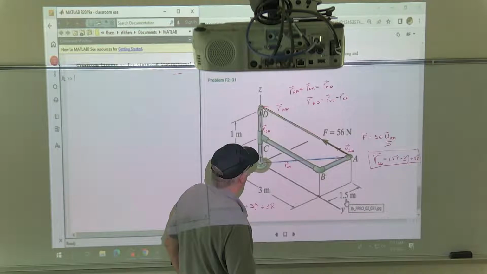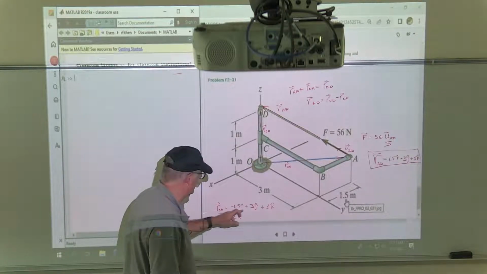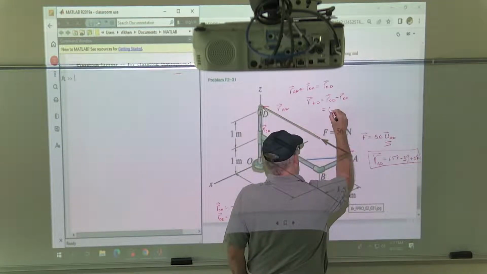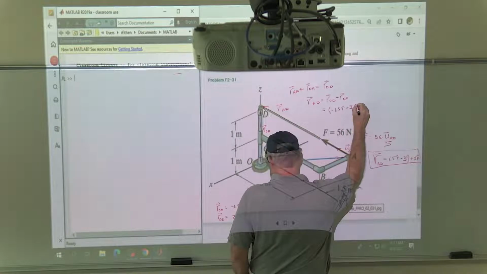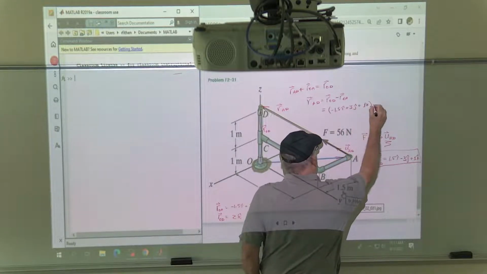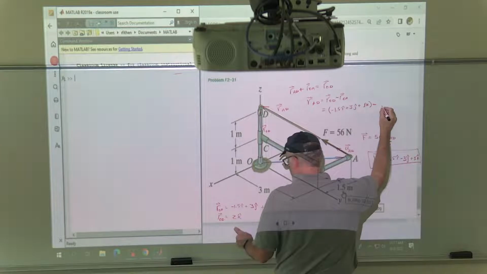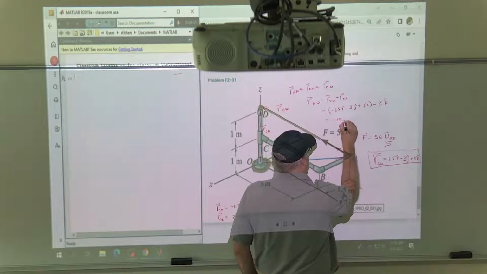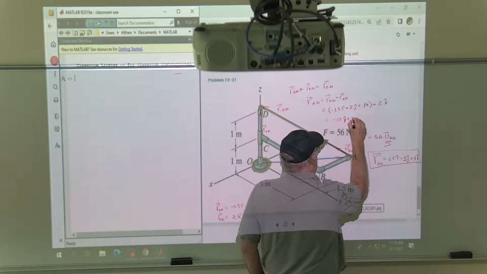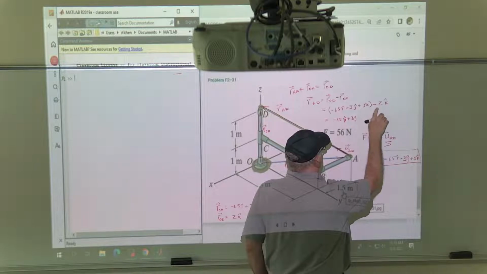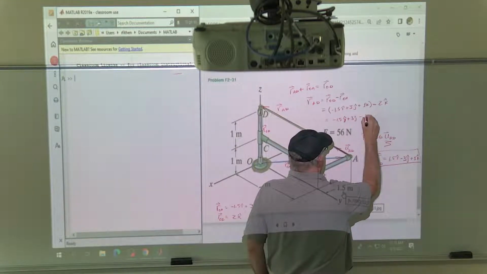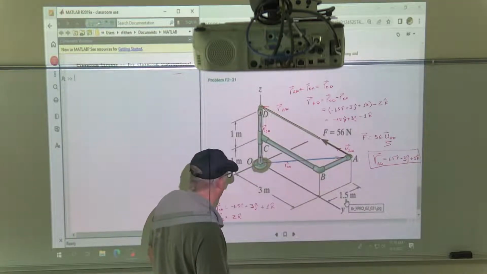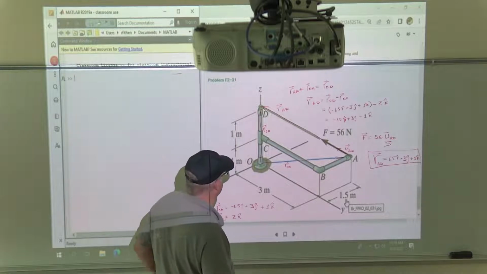Okay, so now I've got these two. So I'll just write them out to be complete. Minus 1.5i plus 3j plus 1k minus 2k. So I end up with minus 1.5, and I already see something's wrong here. And then minus, so it'd be minus 1k. So what's wrong here? Let's see.